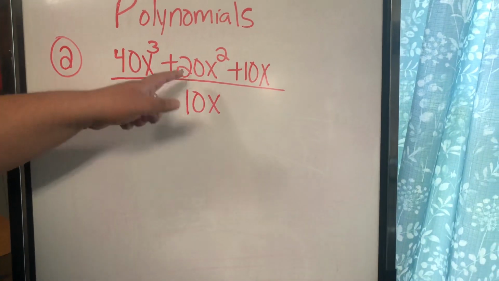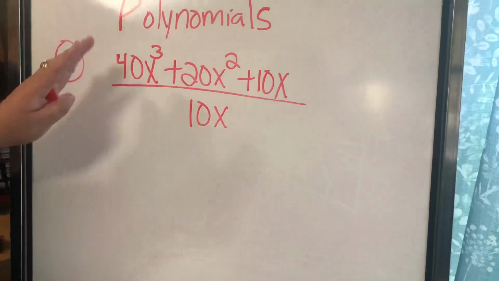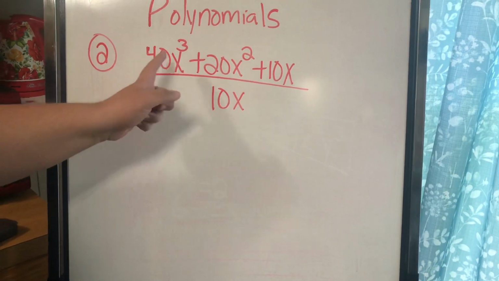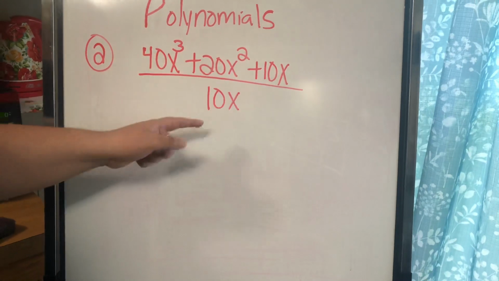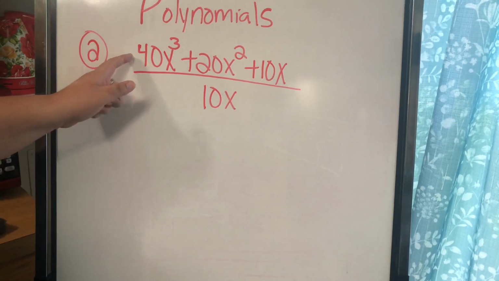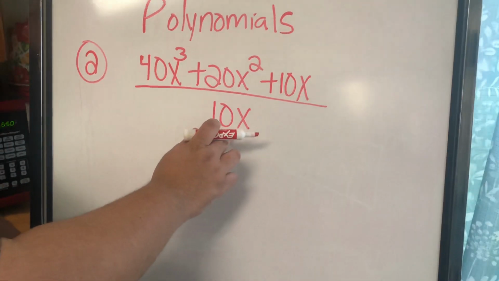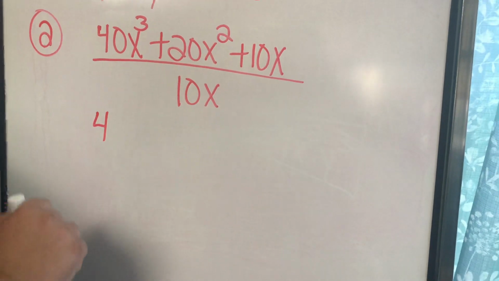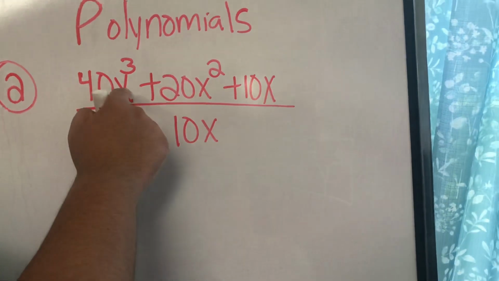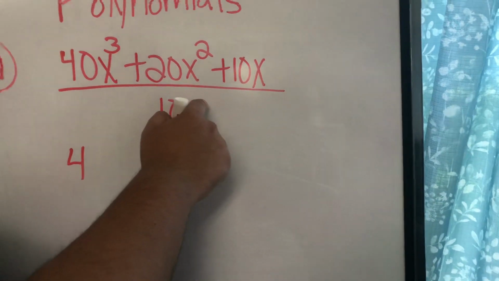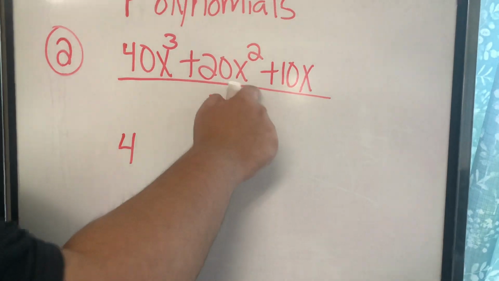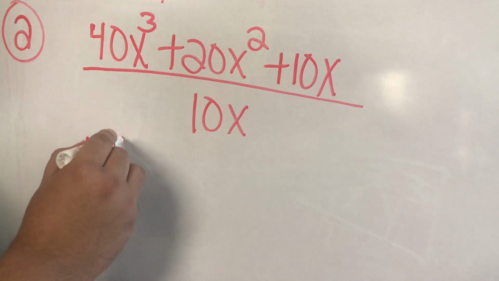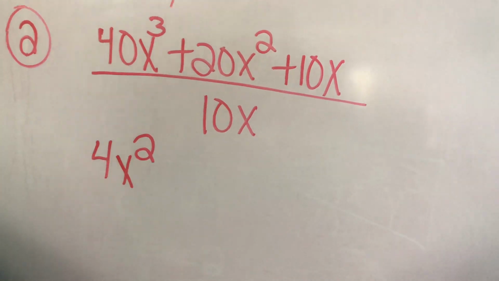Now, once again, they're not going to be like this. They're going to be just like example problem 1, but this is the easiest way, so you guys won't get confused. Each of those top numbers, our numerators, are going to get divided by the denominator. So 40 divided by 10 gives us 4. And then same base, x to the power of 3 minus x to the power of 1. Remember, it's never a 0, it's a 1. So 3 minus 1 gives us x squared.